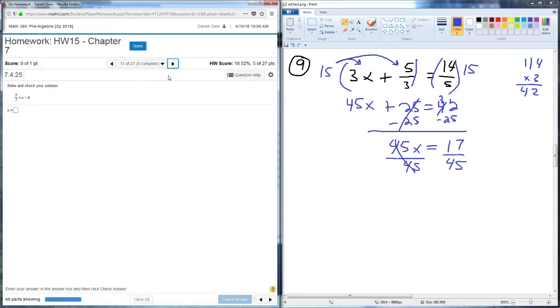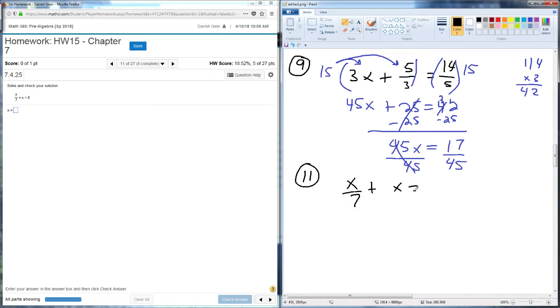Alright, all these fraction equations. Definitely no shortage. I think I could do number 11 on the same page. And the reason why this is easier, in my opinion, is because there's only one denominator. Ironically, that is the LCD too.